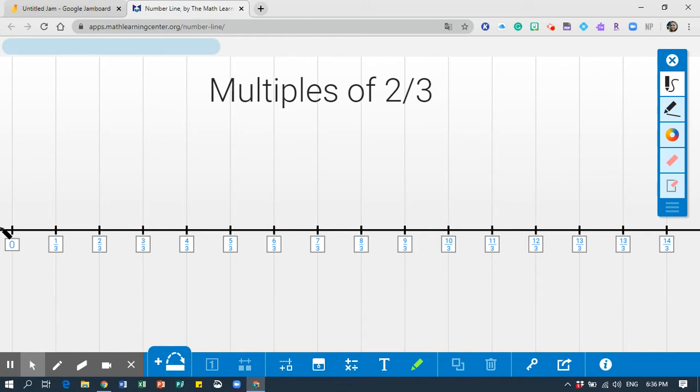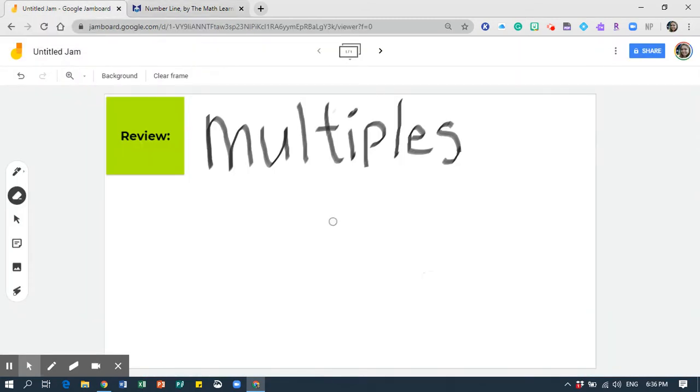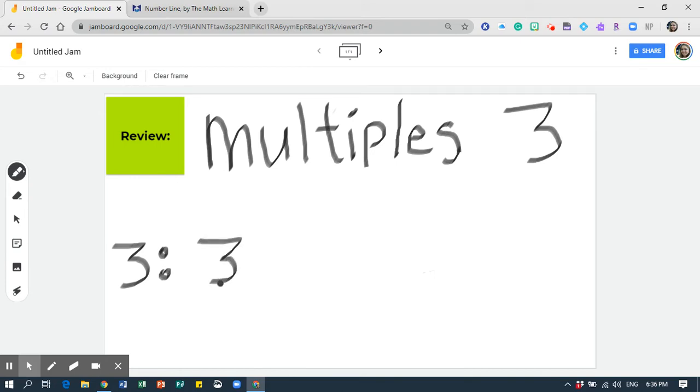In the future, you are going to learn the numbers that come before the zero. Okay. We also have to review how to find multiples. In the class, we learned how to find multiples of whole numbers. For example, if I had asked you to find the multiples of 3, you would write the number 3, a colon, then you would list your multiples.